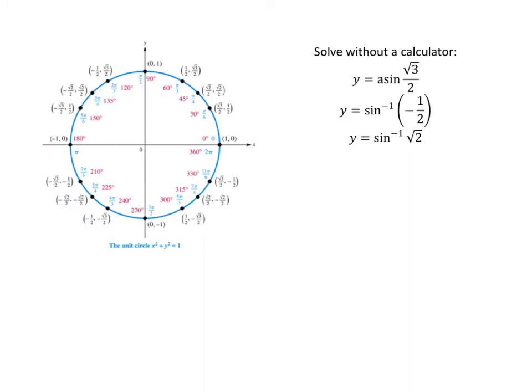Now, a lot of these questions are going to ask you to solve without a calculator. So to get started, it says that y is the arc sine of square root of 3 over 2. What that means is the sine of some number that we don't know is going to equal square root of 3 over 2. Well, remember that when you're looking at the coordinates, sine is going to be the y coordinate, and arc sine will exist here. So I just have to find a y coordinate that is square root of 3 over 2. And when I look at that, I see here it is. So that's going to give me pi over 3 radians.